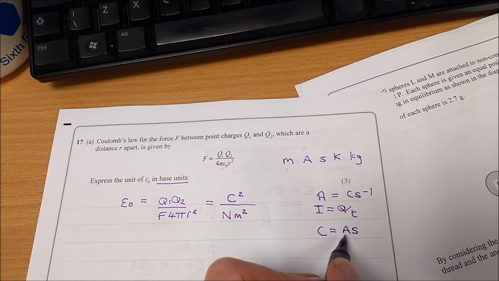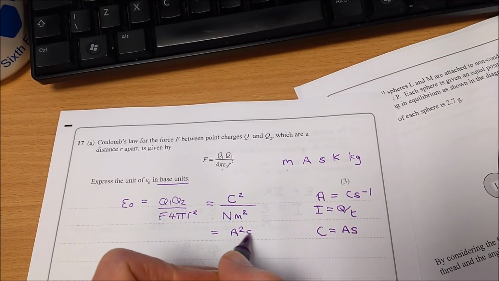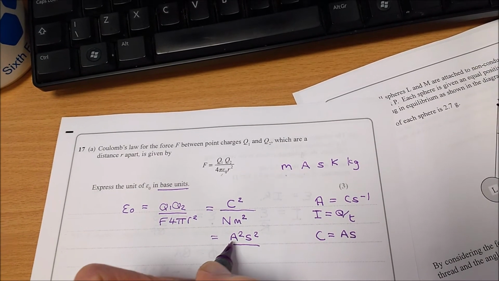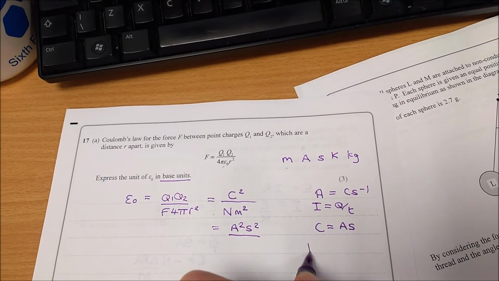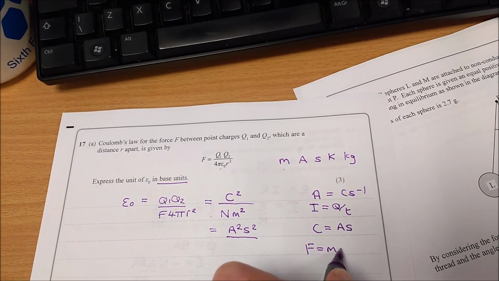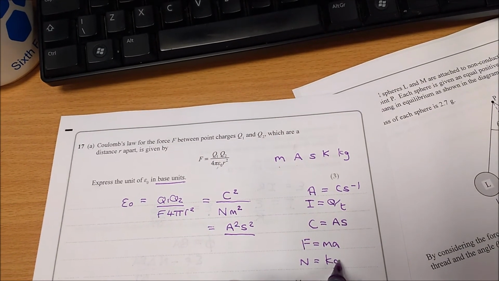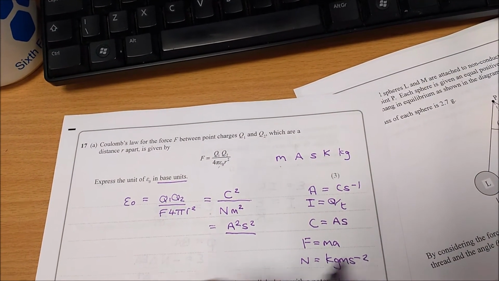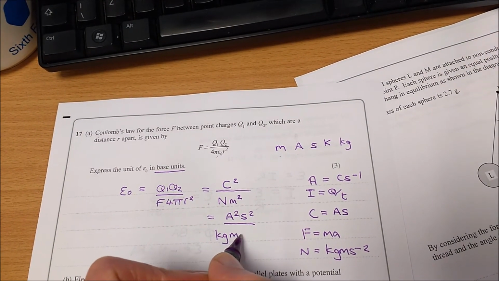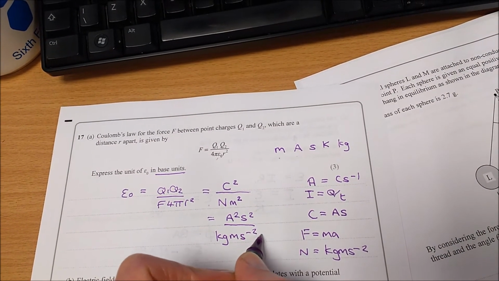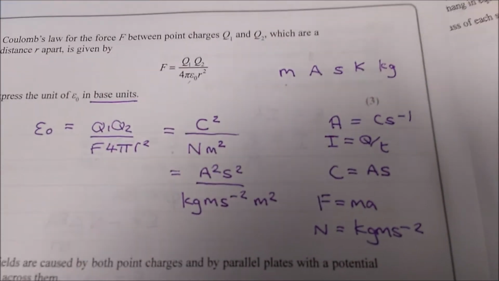So coulomb squared is going to be amp squared second squared. So that's now in base units. Newton, well, that's force, isn't it? F equals ma. So Newton is kilogram for mass times acceleration, meters per second squared. So we've got kilogram meters per second squared times meters squared. So now we've got everything down to base units.